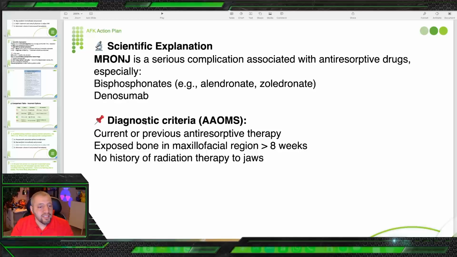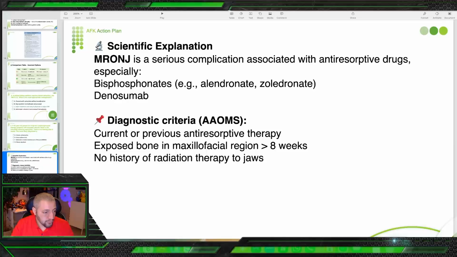Amazing. What is the diagnostic criteria? Current or previous medication of this one. When it's IV, the risk is higher. When it's oral, the risk is lower, unless it's oral for a very long duration. But when it's IV once for life, this patient is at risk. What is the other diagnostic criteria? Exposed bone for more than 8 weeks, and this number I will show you in the reference, and no history of radiation therapy in the jaw.